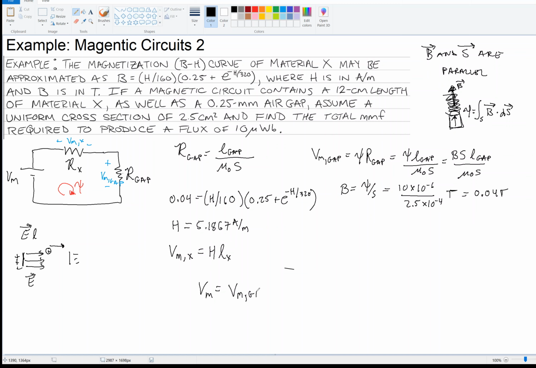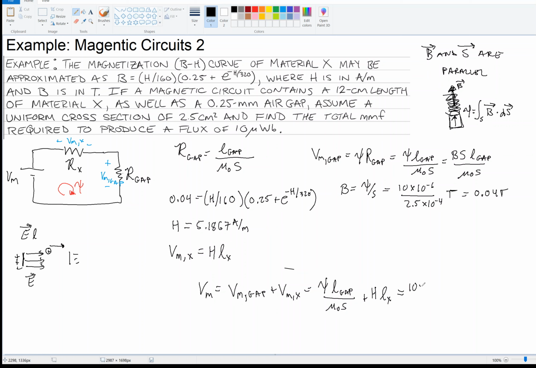So I've got the gap. This is Kirchhoff's voltage law: the total is Vm gap plus Vmx. This is where I'll do the plugging in of numbers. So I'll put the flux in, the length of the gap in, over mu 0 times S, plus Hx, H times Lx, like that.